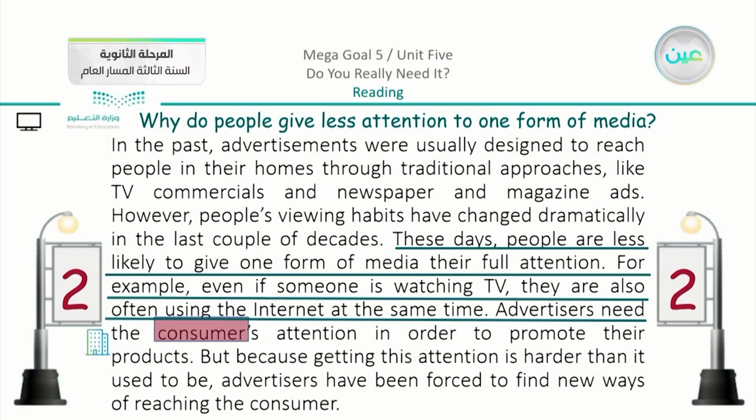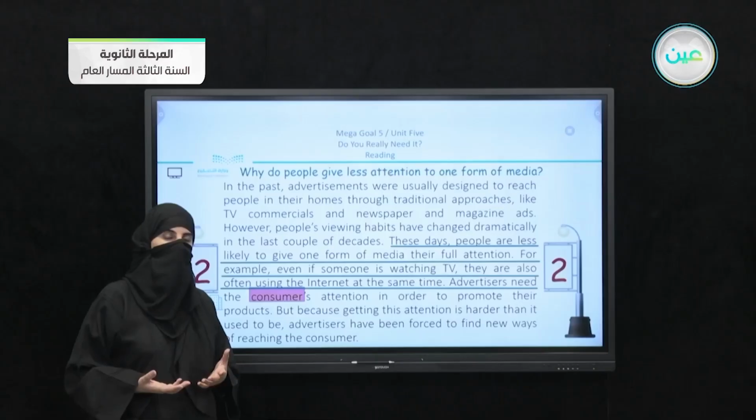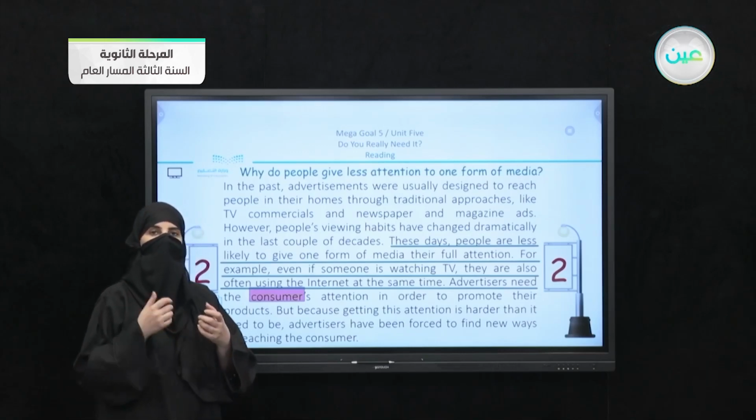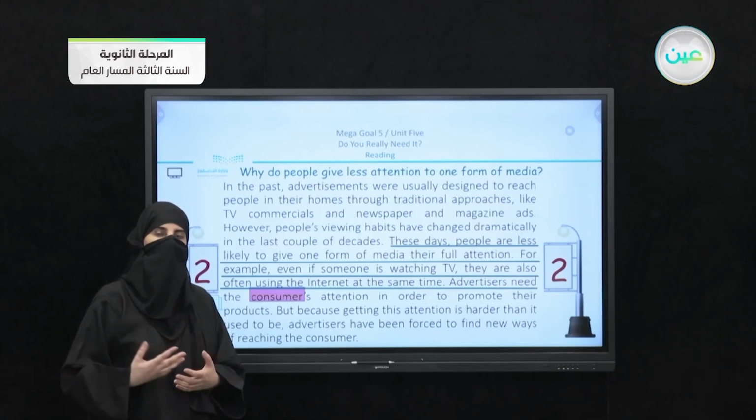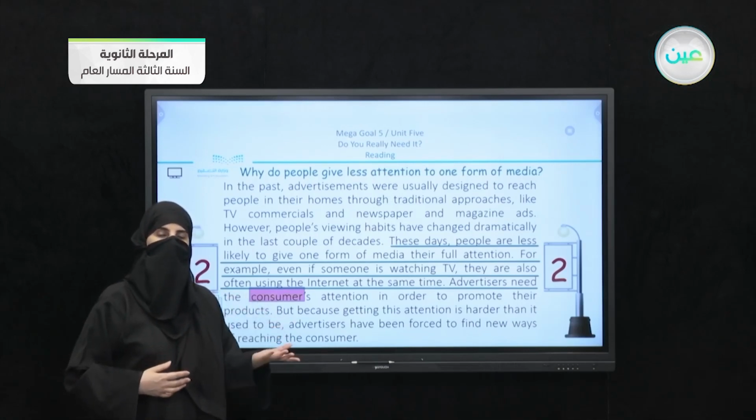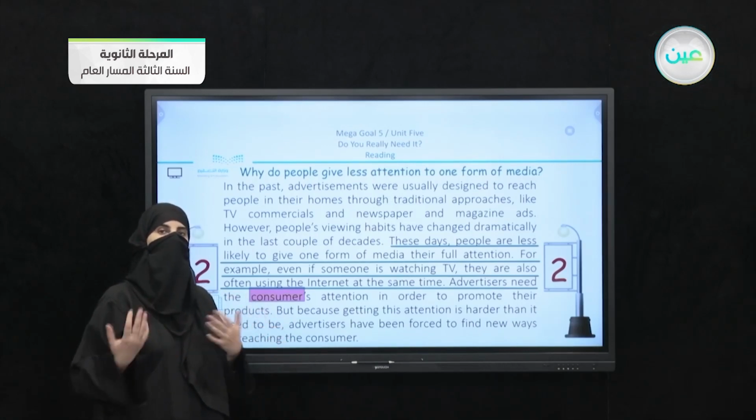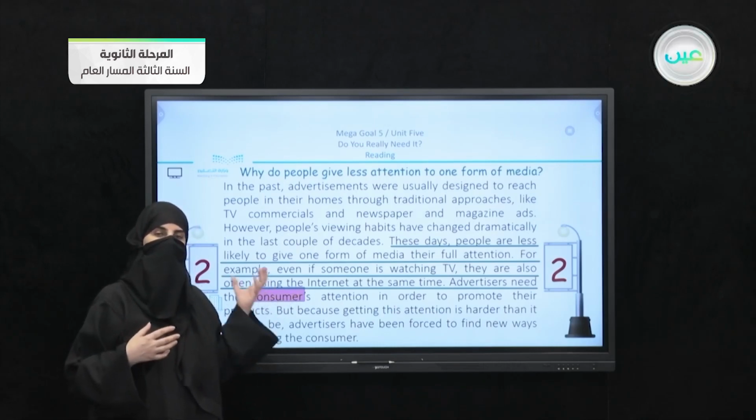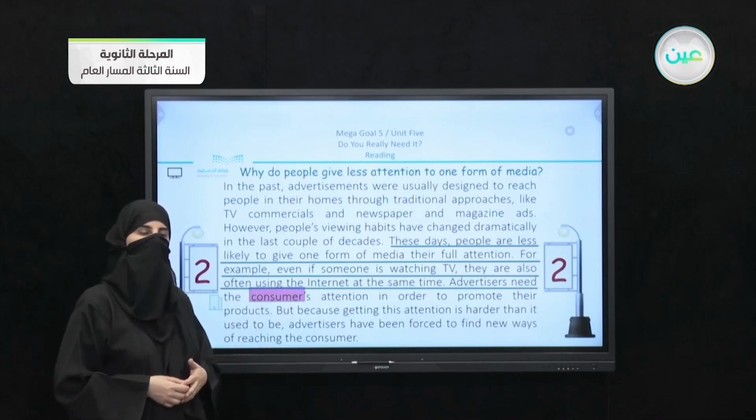So we can see here that this is something that is typical to happen, that we watch TV and at the same time we are using our phones, we are reading, we are searching through social media. So we can see that we are doing two things at the same time. So that's why attracting attention is very difficult.